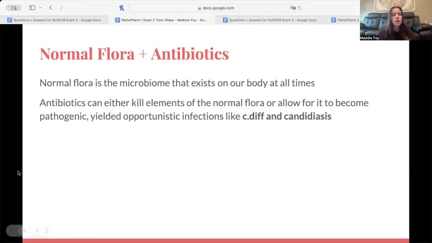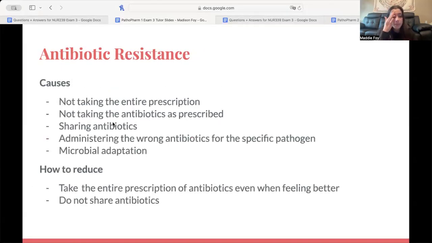Alrighty, so normal flora, we all took microbiology, so you might remember this from then. It's the microbiome that exists on our body at all times. People typically associate bacteria with being bad, but all of us have bacteria on our bodies and in our bodies, and that's just our normal flora, our microbiome. And when you take antibiotics, you also kill elements or all of the normal flora that your body needs. And that causes opportunistic infections like C. diff or yeast infections. But we're going to talk more in detail about those up here.